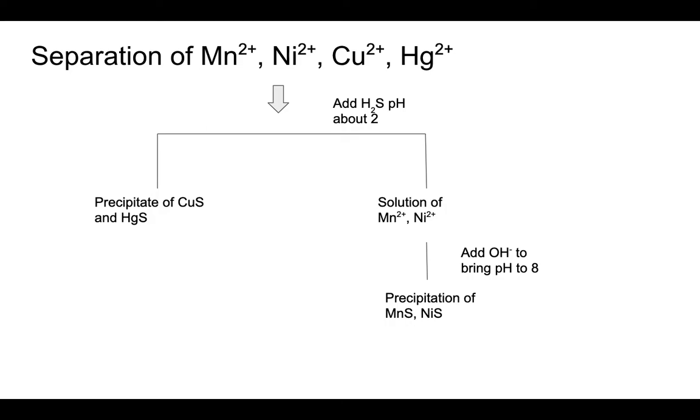What you're going to be left with as your supernatant is Mn plus 2 and Ni plus 2. Then by adding hydroxide and bringing your pH back up, you can get those two to precipitate. So you can see you can get these various mixtures to precipitate selectively. You can separate out the mixtures using careful addition of an ion and then also maybe regulating that ion using pH.